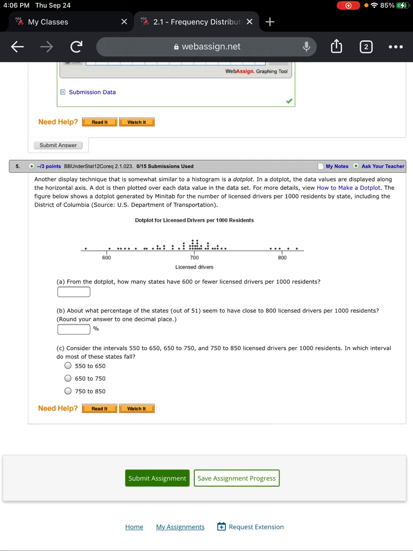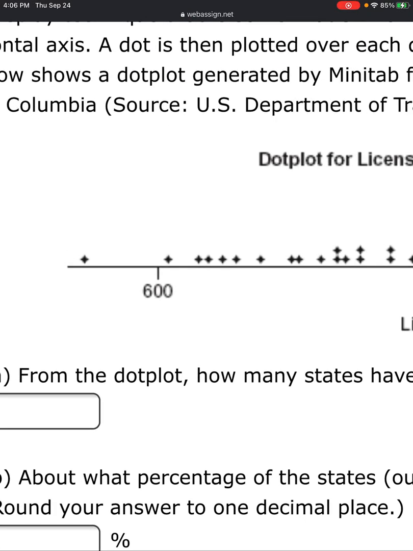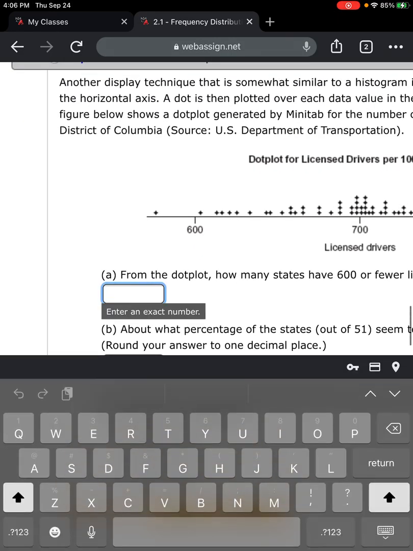Okay, the figure below shows a dot plot generated by Minitab for the number of licensed drivers per 1,000 residents by state, including the District of Columbia. Part A, from the dot plot, how many states have 600 or fewer licensed drivers per 1,000 residents? So we zoom in, 600. There's only 1 dot to the left of it. So there's 1.